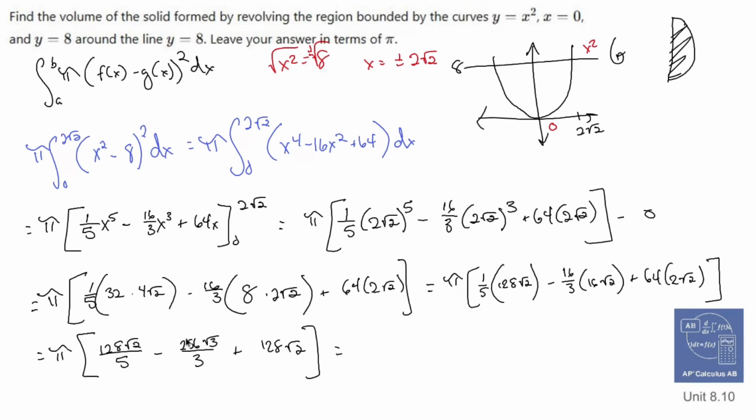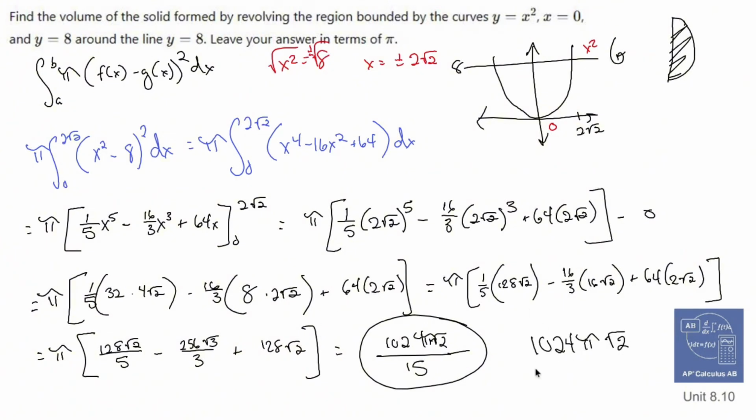Multiply by 3 over 3, multiply by 5 over 5, multiply by 15 over 15. I'm just going to wave my hands around a little bit and tell you what the answer is. You're just going to have to trust me on this one. Pi is going to live here. But boy, is that awful. Let me write that out one more time: 1024 pi root 2 over 15.